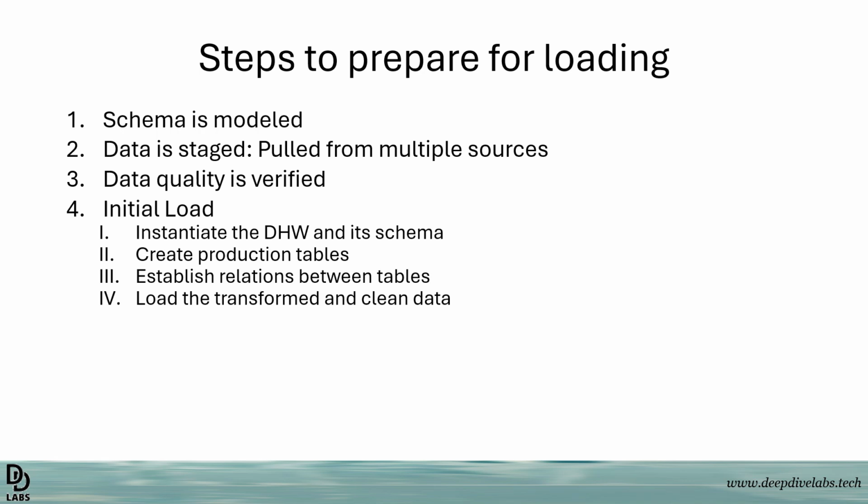For the initial load, you have to instantiate your data warehouse, its schema, and create your production tables. Typically when you create your production tables, you create your dimensional tables first and then your fact table, and then you establish the foreign key relationships, and then you load the transformed and clean data. This is for your initial load.